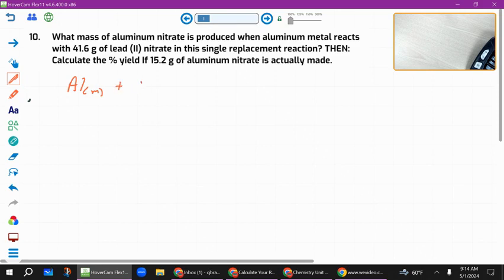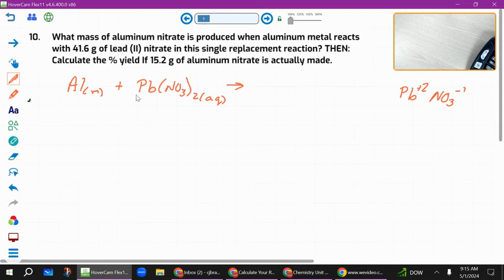Plus lead(II) nitrate, Pb(NO3)2. Now again, if you're wondering where I get lead nitrate from, lead has a +2 charge because of the 2 right here. Nitrate is an NO3 group that has a -1 charge, so I need 2 of the NO3 groups to balance off the lead. This is going to be aqueous because it is a single replacement reaction.